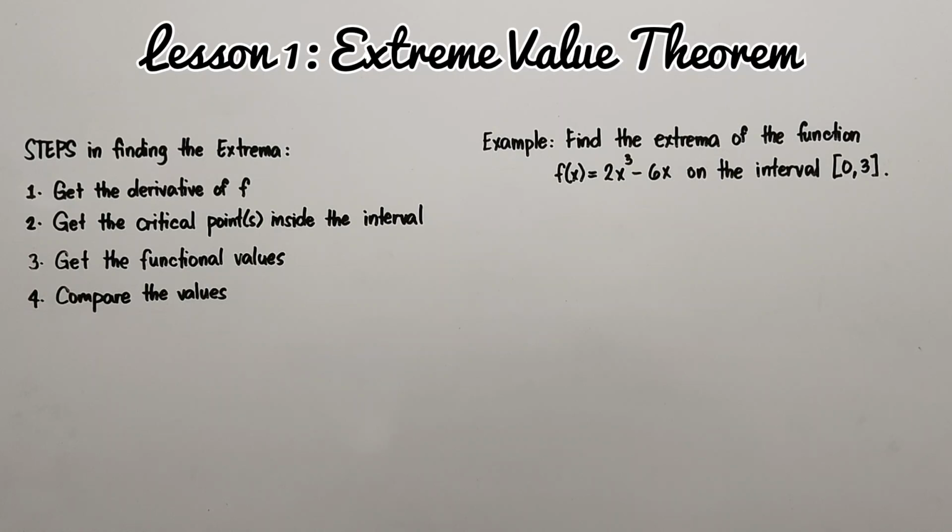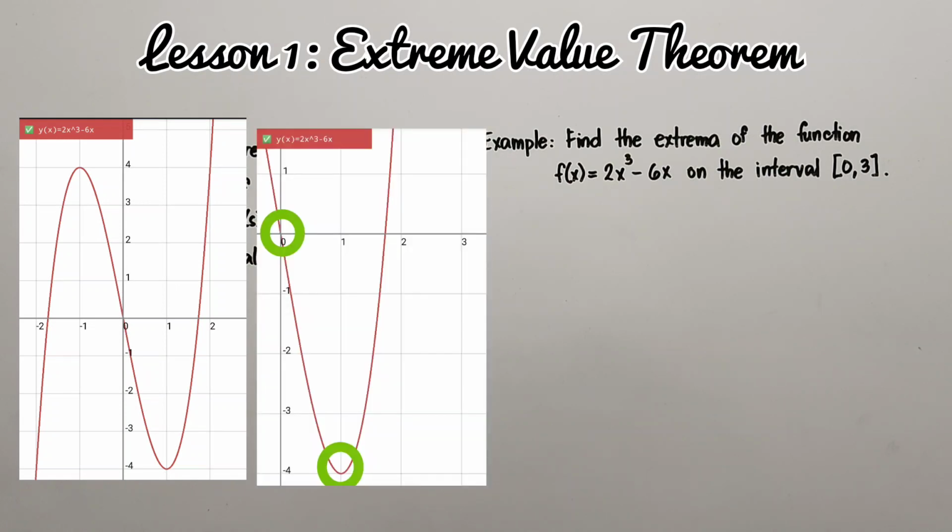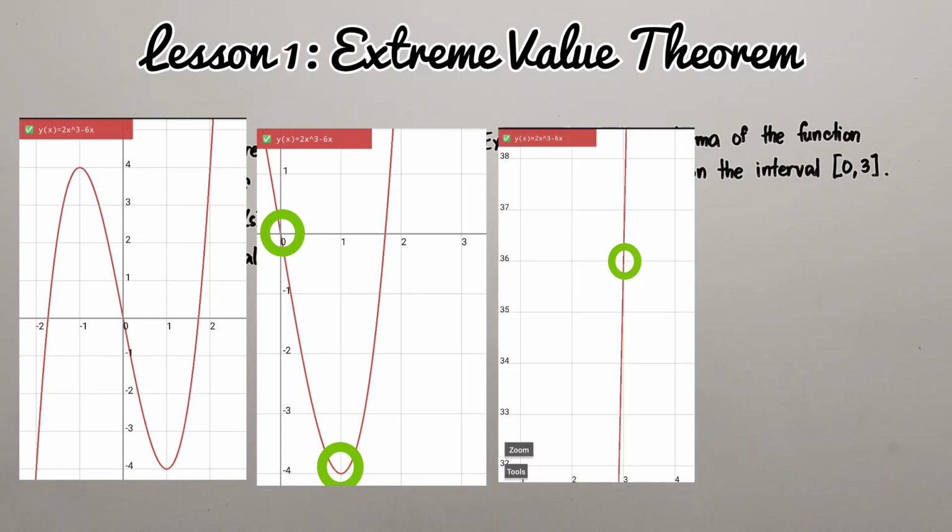Find the extrema of the function f(x) = 2x³ − 6x on the closed interval [0, 3]. By using the graphing application, this is the form of the graph of the function f. And if we zoom in on the function at the interval [0, 3], at x equals 0, the functional value is 0 because of the coordinate (0, 0). At x equals 1, the value is negative 4. And when x is equal to 3, f(x) is 36.